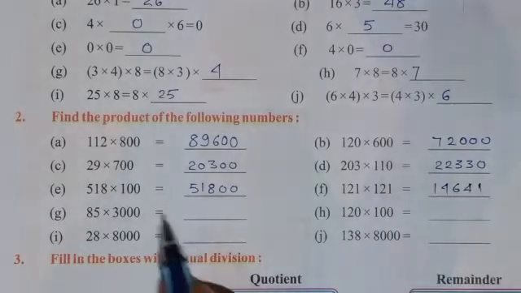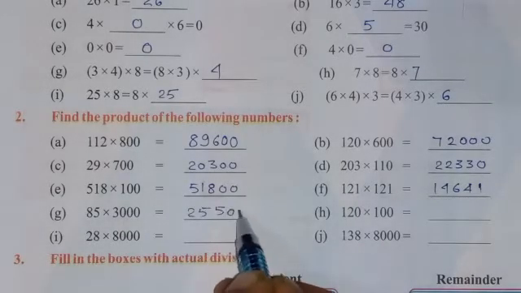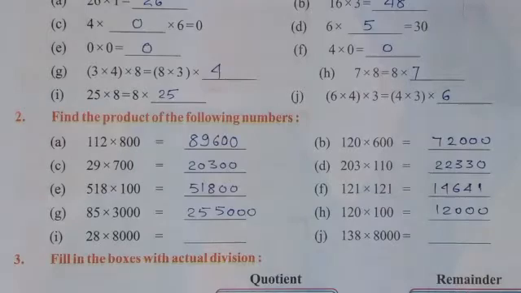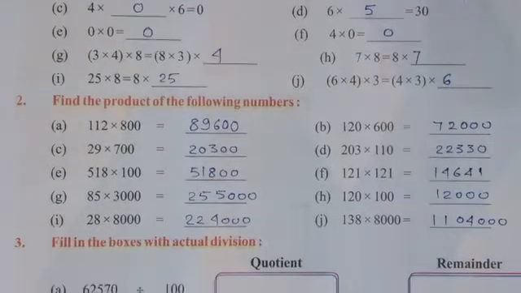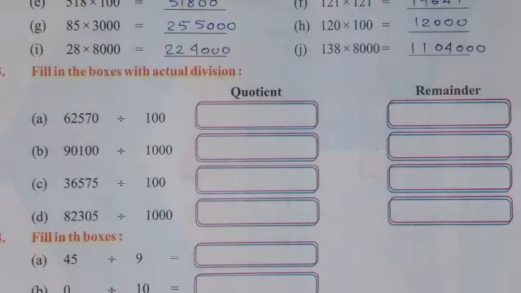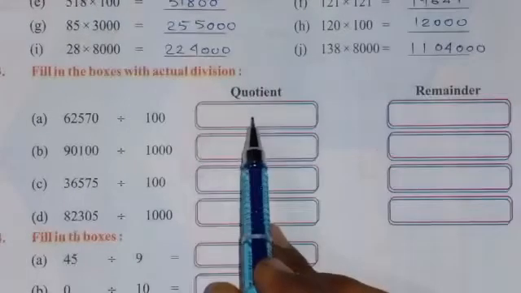On multiplying these two numbers you will get 14641. On multiplying these two numbers you will get 255000. On multiplying these two numbers you will get 12000. On multiplying these two numbers you will get 224000. On multiplying these two numbers you will get 1104000. Okay students, see the next question, number third: fill the boxes with actual division. So you have to divide and then write the answer, that on dividing this number what will you get. You have to write the quotient here and the remainder here.